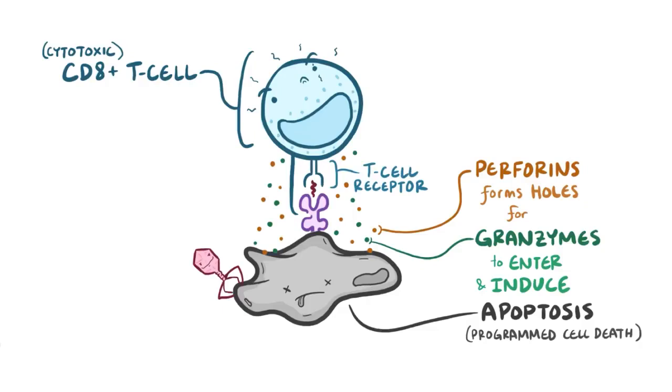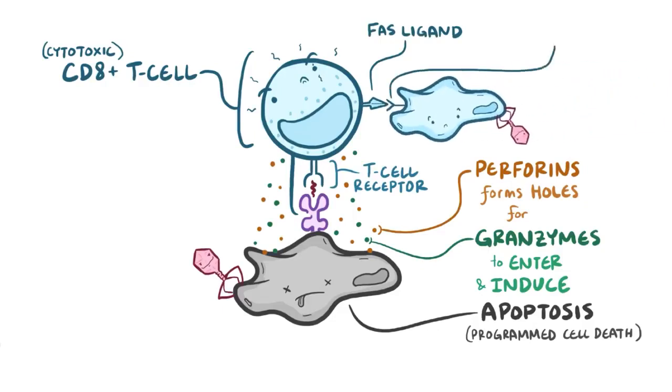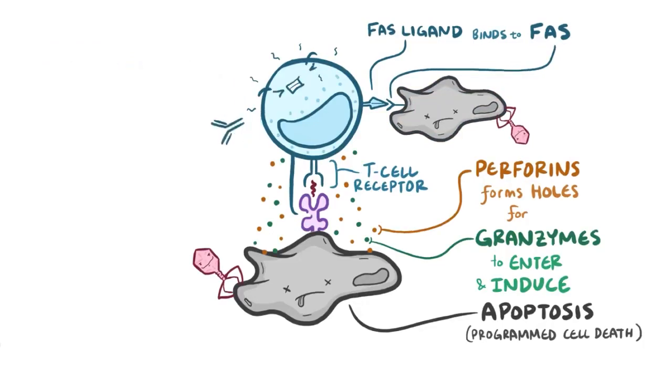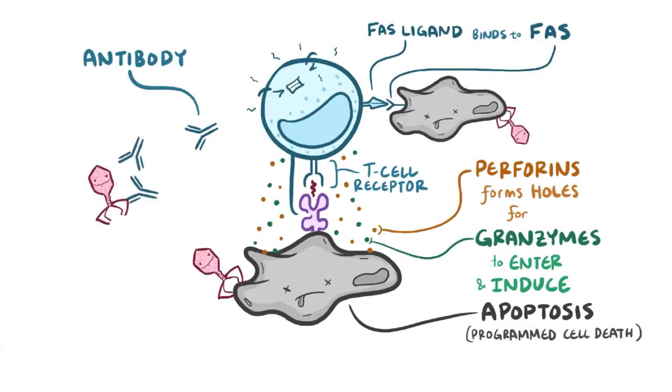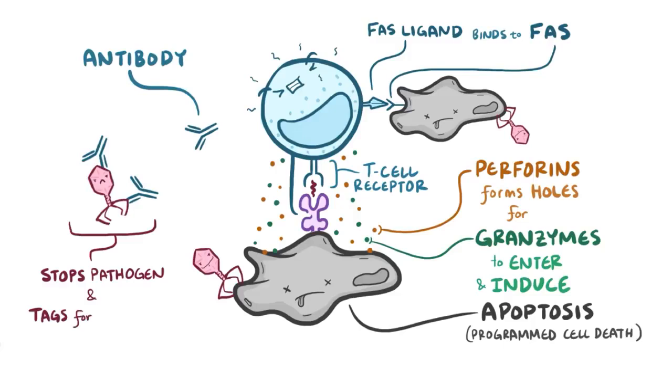And as if that weren't enough, the cytotoxic T cells have a protein called Fas ligand on their surface, and it binds to a molecule called Fas on the surface of the infected cell. When these two combine, it triggers a cascade of signaling events inside the target cell that also leads to apoptosis. Meanwhile, B lymphocytes that react to the pathogen can also start producing a whole lot of antibodies. These antibodies bind to the pathogen, and typically prevent it from attacking the host cells and at the same time tag the pathogen for further destruction by other immune cells.